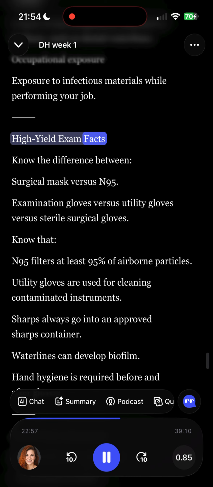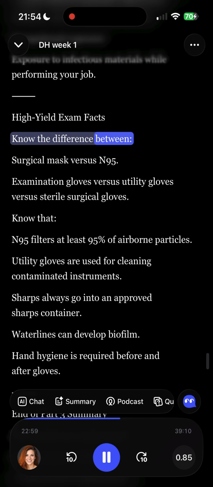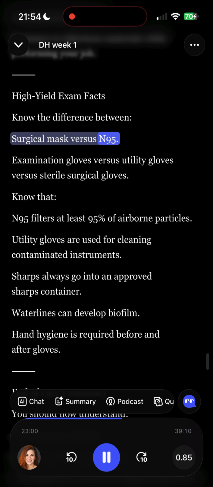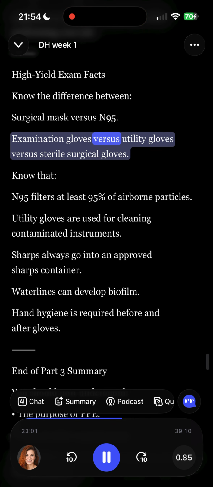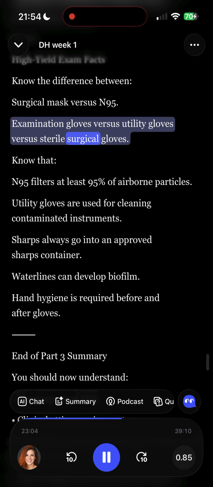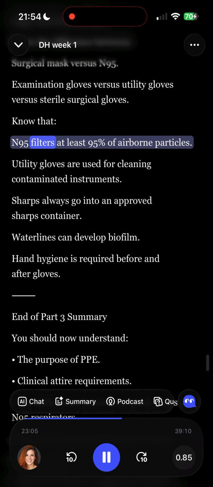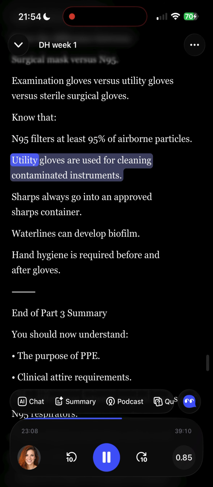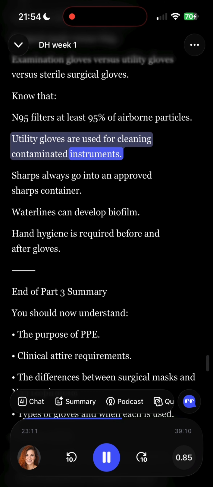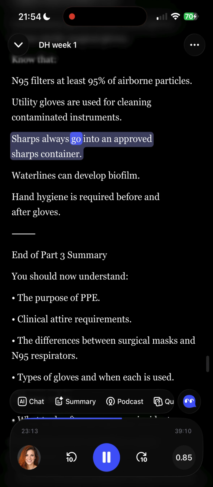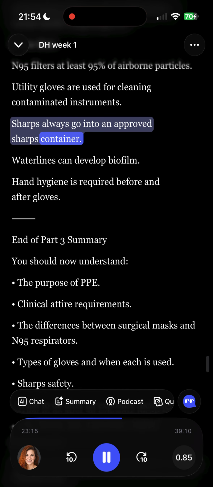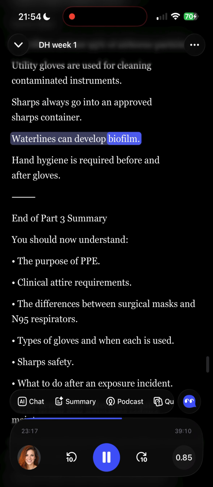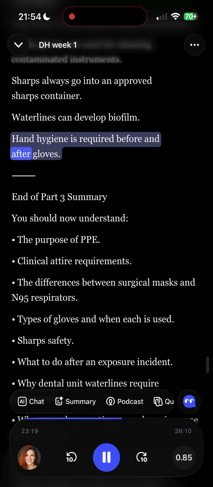High-yield exam facts. Know the difference between surgical mask versus N95. Examination gloves versus utility gloves versus sterile surgical gloves. Know that N95 filters at least 95% of airborne particles. Utility gloves are used for cleaning contaminated instruments. Sharps always go into an approved sharps container. Waterlines can develop biofilm. Hand hygiene is required before and after gloves.